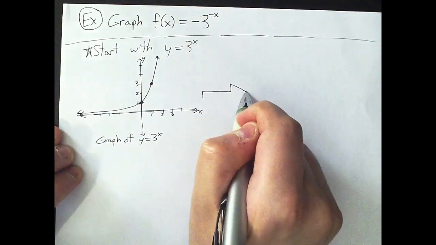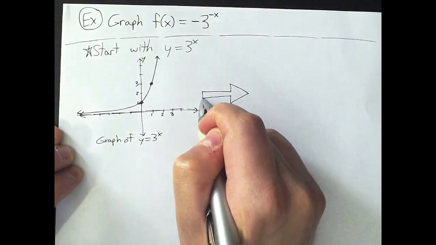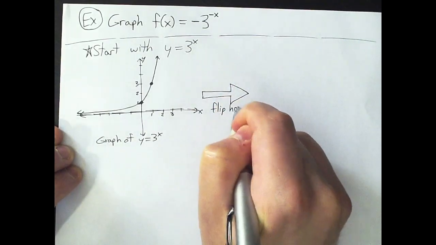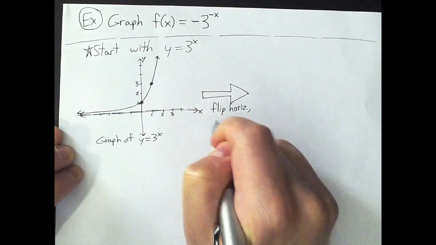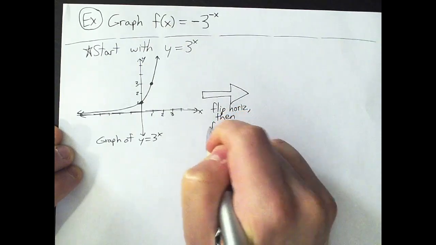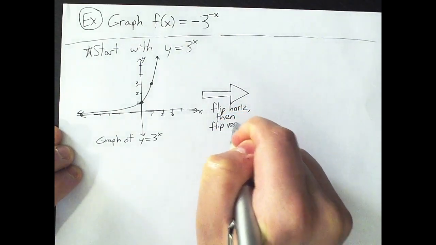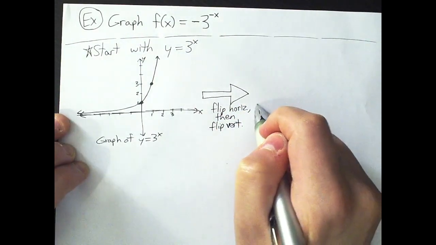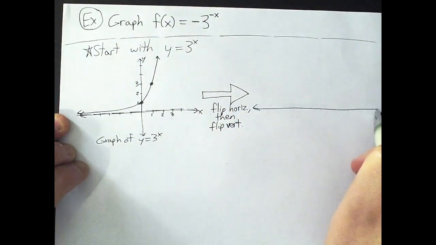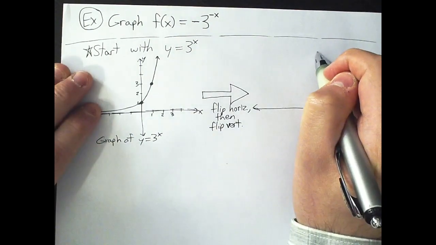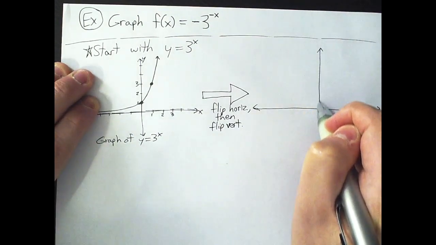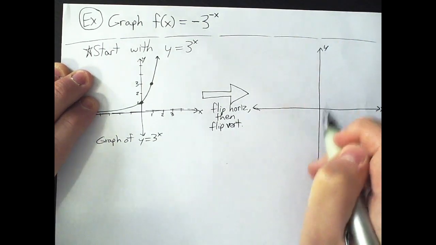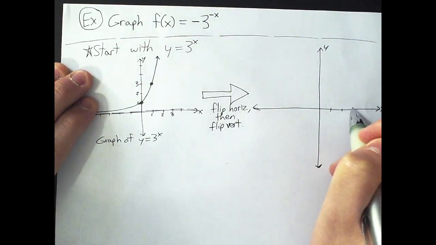All right, now the transformations that we want to apply are that we want to flip horizontally and then flip vertically. But I think that we can do this in one step. If you want to do that in 2 steps, it's fine. 1, 2, 3.